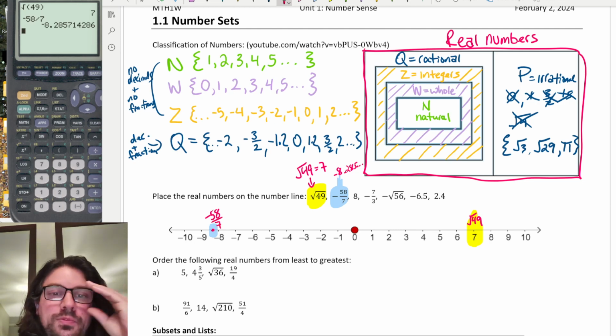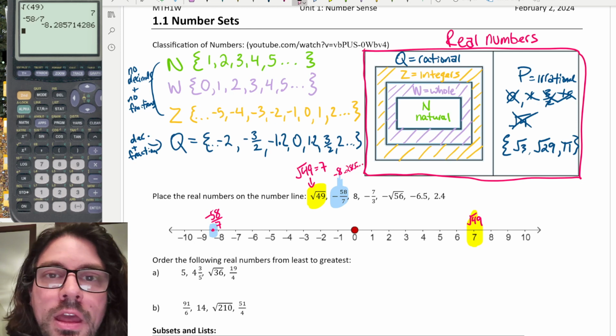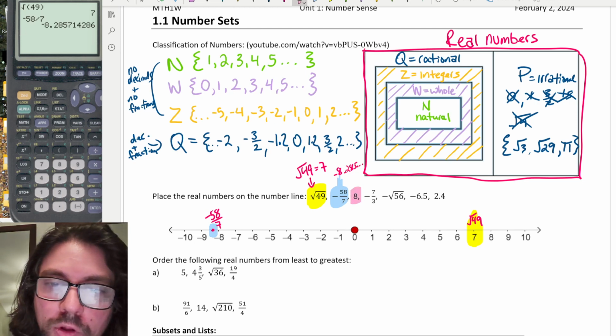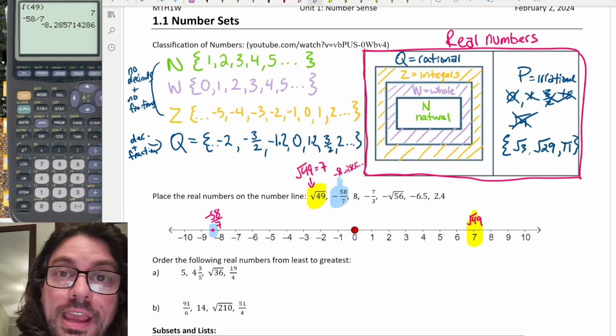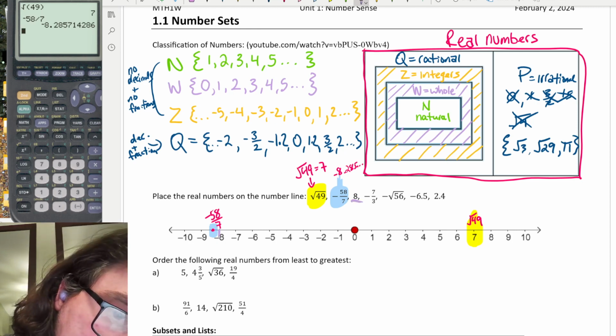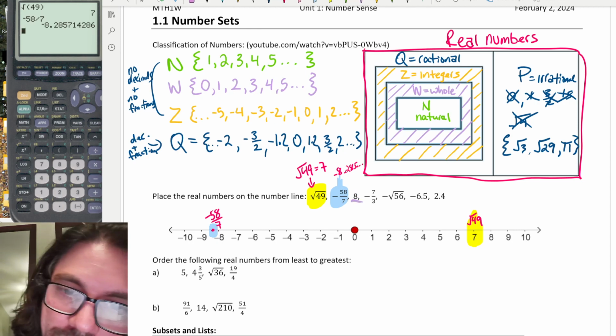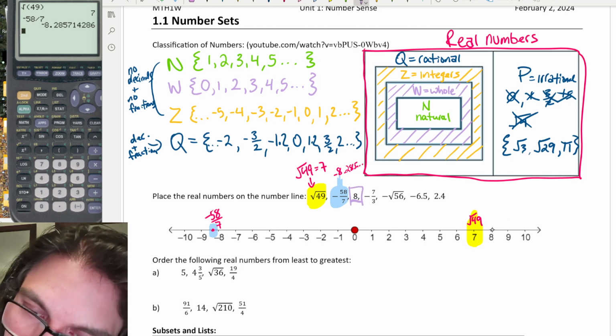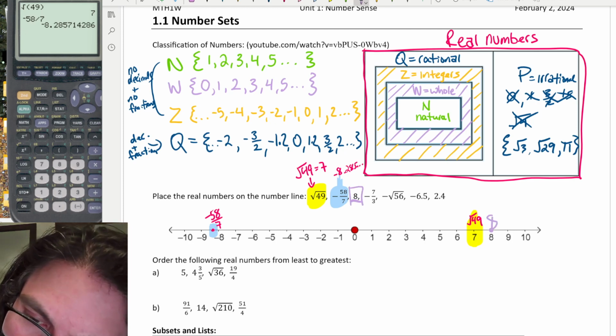All right, hopefully you got that. Let's try the next one. The number 8 kind of goes without saying. I shouldn't need to mark that too much. So we'll just put that there. Oh, but not negative 8. It's positive 8. We'll put that right there, number 8.